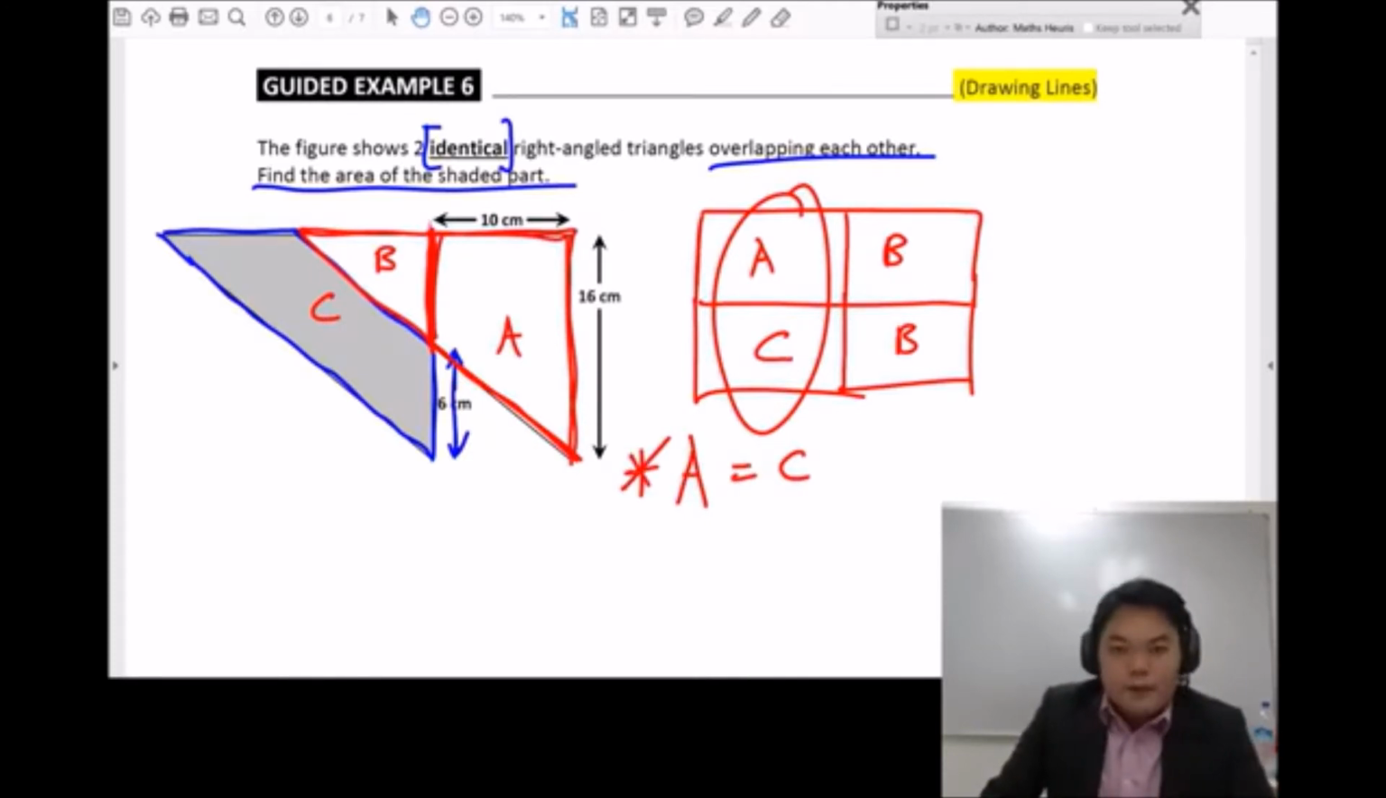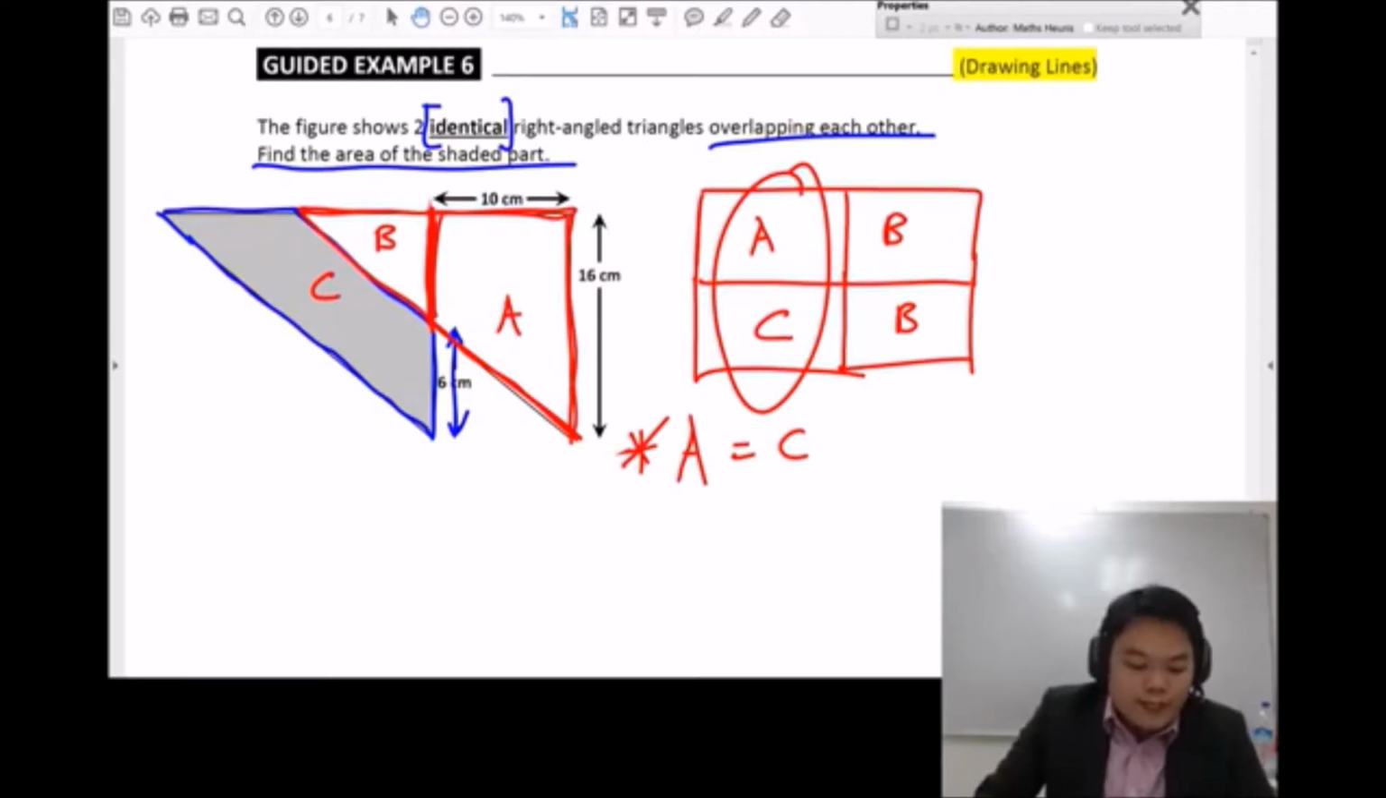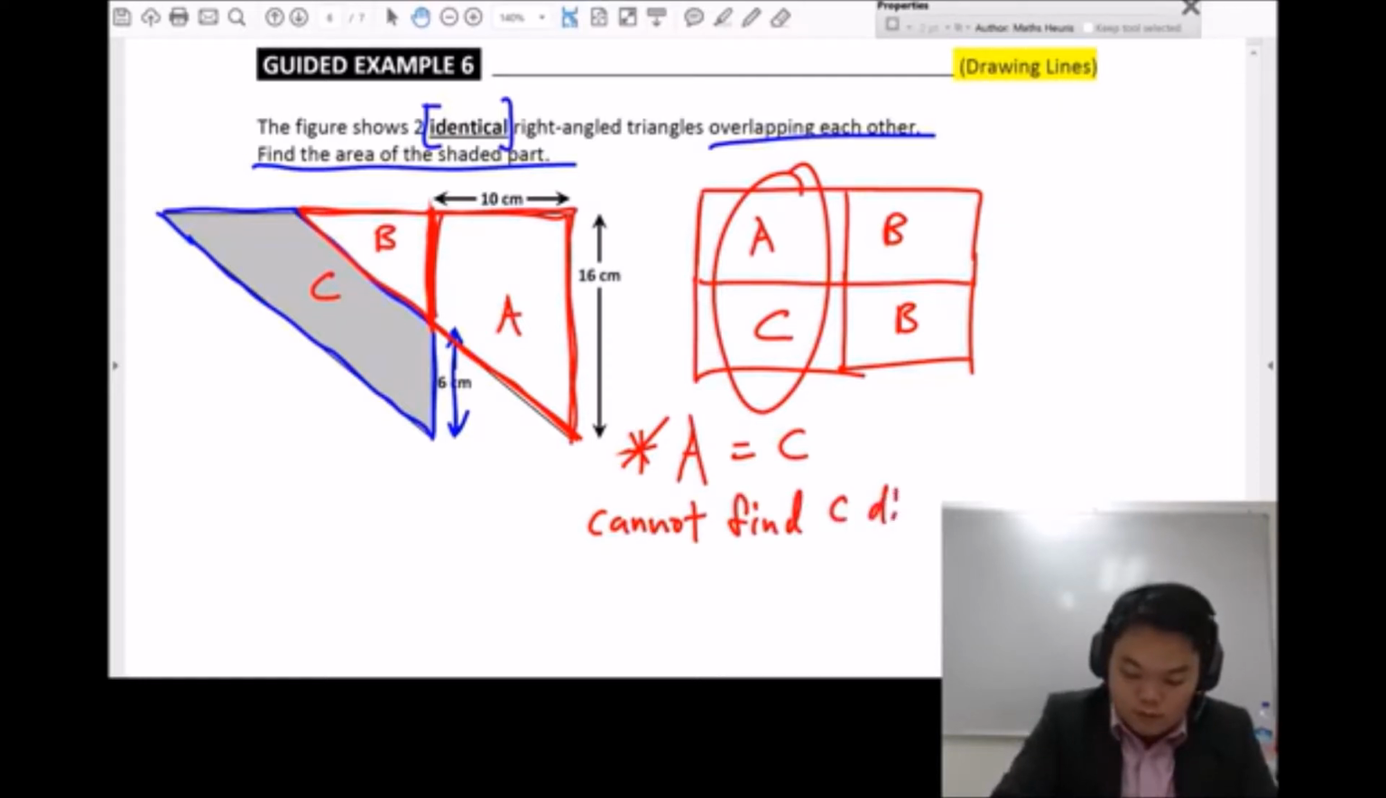Once you are able to see this, we can find A to find C, because you cannot find C directly. So we find A instead.